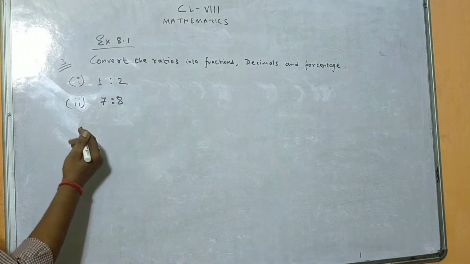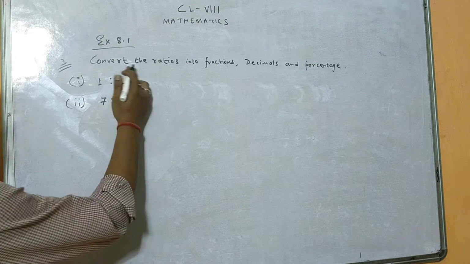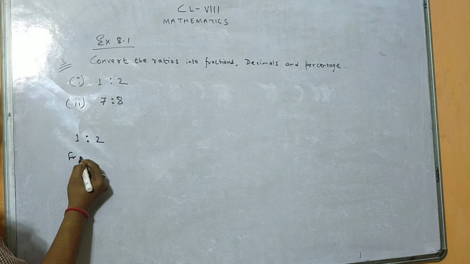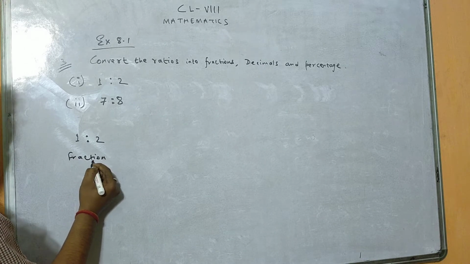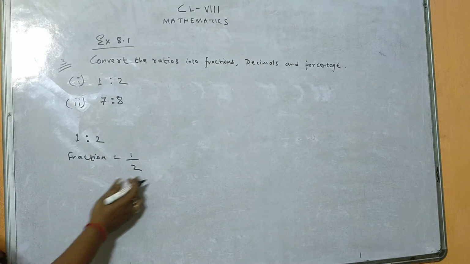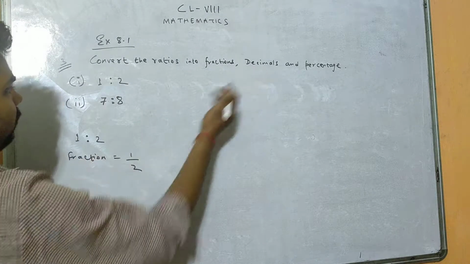So question number 1, it is given 1:2, right? We have to convert in fraction. So 1:2 in fraction, it is written as 1/2. That means this will be numerator and this will be denominator. That is number 1 answer, right? Next we have to find decimal.